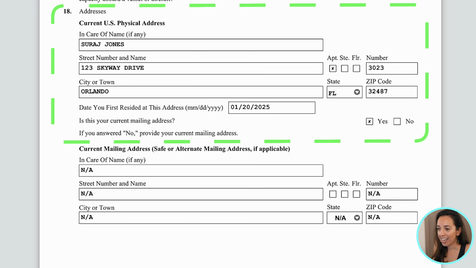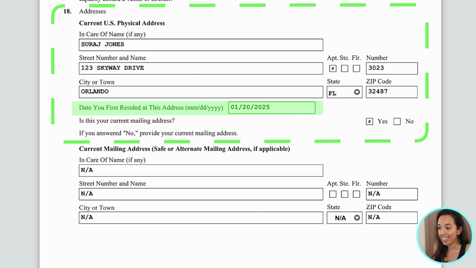Question 18 asks for your current US physical address. So that's the address where you'll be living, which is more than likely going to be the same as the US petitioner. So I wrote down my husband's name and our current address, the city, the state, and the zip code.